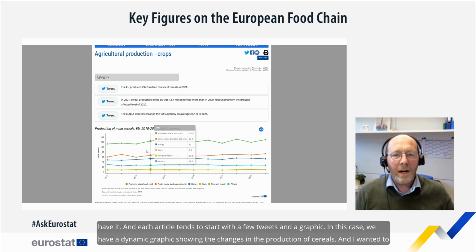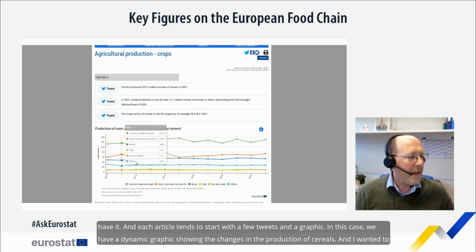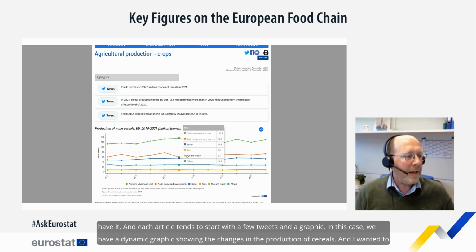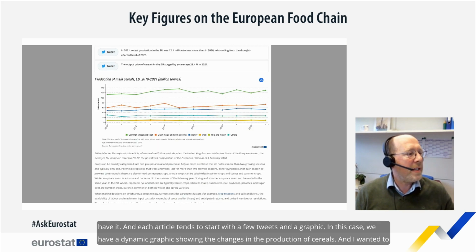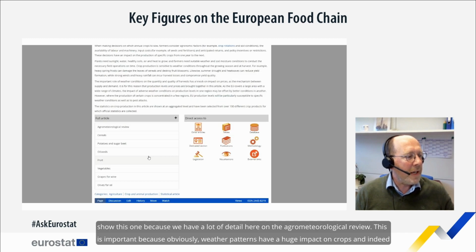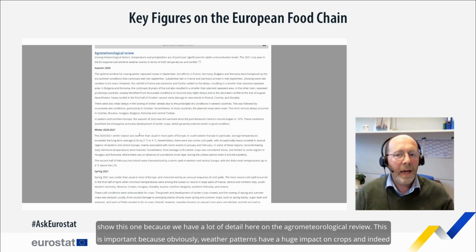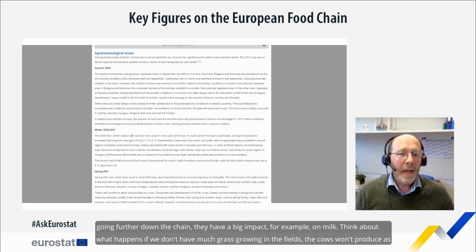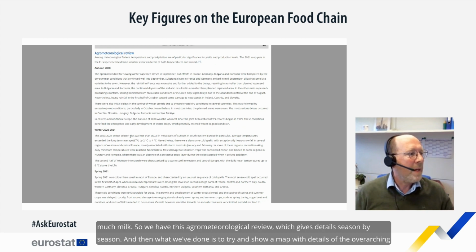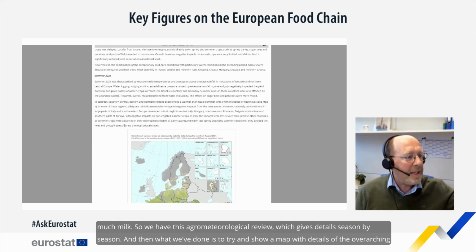And each article tends to start with a few key points and a graphic. In this case, we have a dynamic graphic showing the changes in the production of cereals. And I wanted to show this one because we have a lot of detail here on the agrometeorological review. And this is important because obviously weather patterns have a huge impact on crops, and indeed go further down the chain. They have a big impact, for example, on milk. Think about what happens if we don't have much grass growing in the fields. The cows won't produce as much milk.